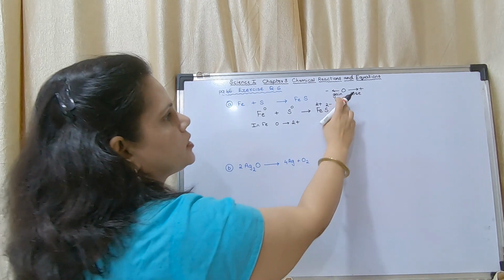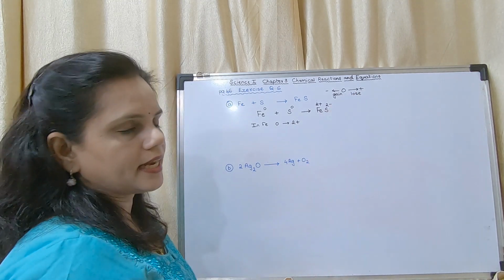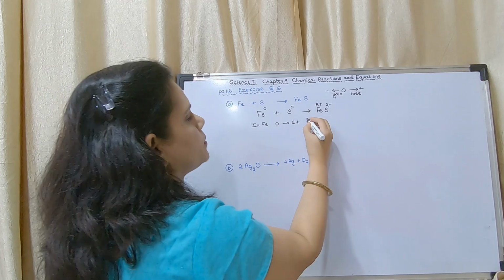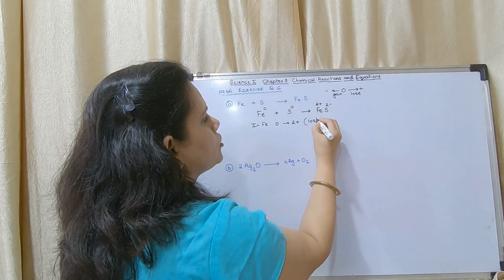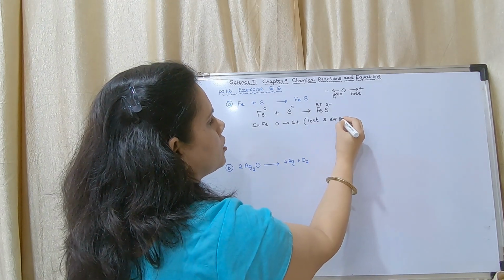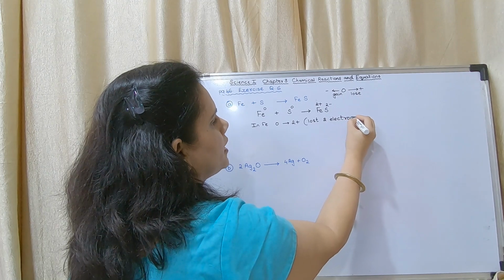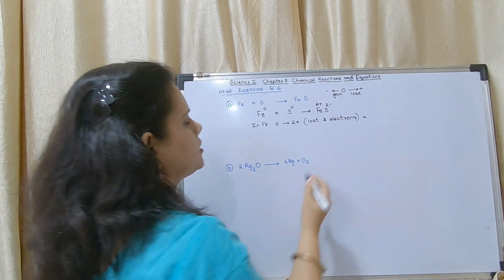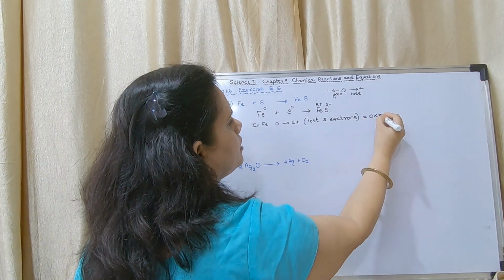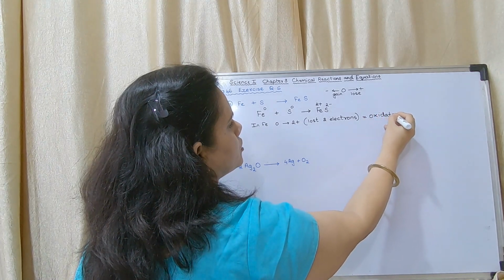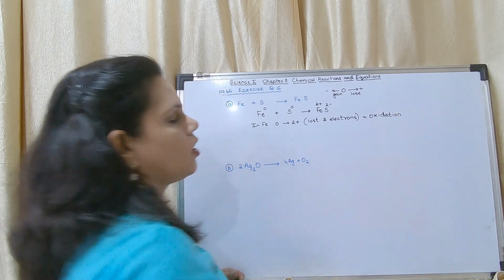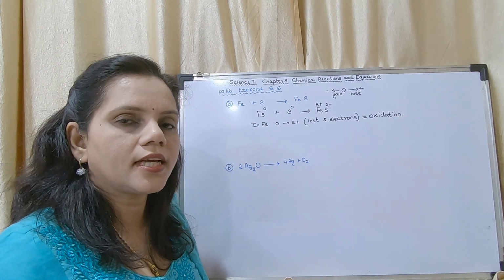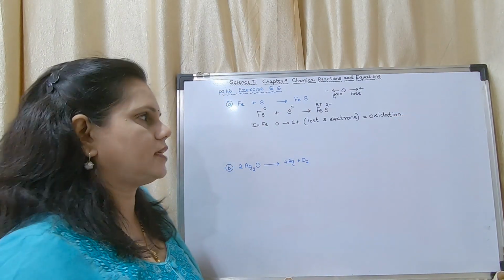Okay, so what is plus? Plus is losing electrons. 0 to 2 plus means it has lost 2 electrons. So as it has lost electrons, it is an oxidation reaction. So Fe is undergoing oxidation. Who is undergoing oxidation? Fe is undergoing oxidation.